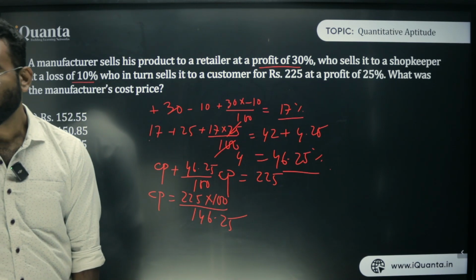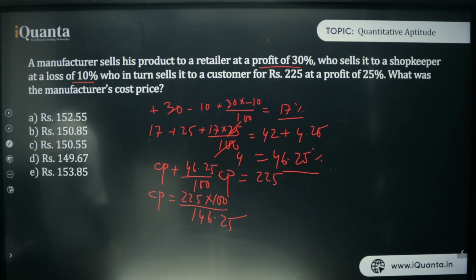I hope you have understood exactly what we have done while solving this type of question. I give you time just to make sure you understand. So first, I just made these two things successive. There are three things: one profit, one loss, and one again profit. So whenever we have these three things together, we can use successive. I did 30 and 10, then I got 17%, then I got 46.25%.